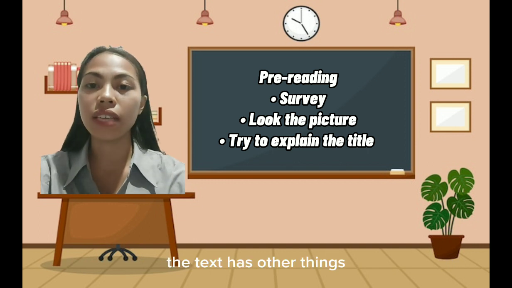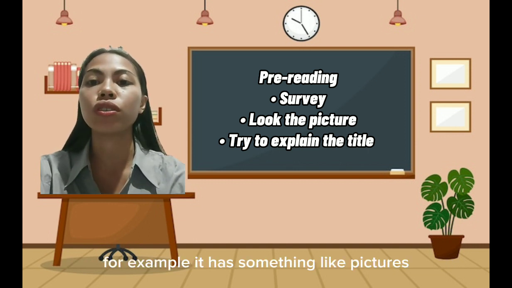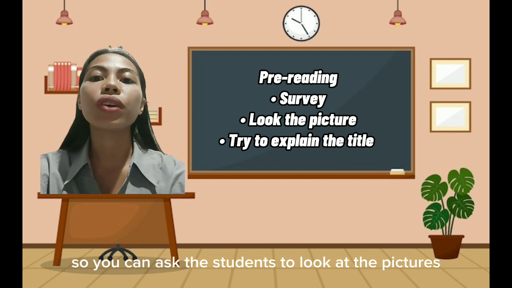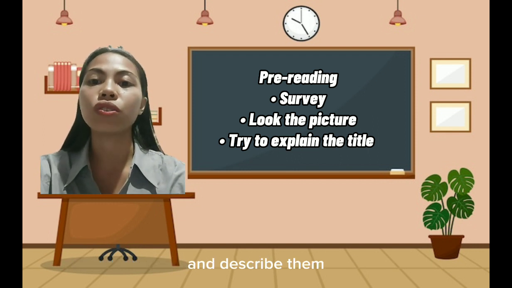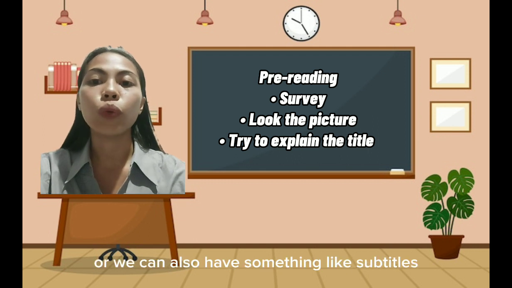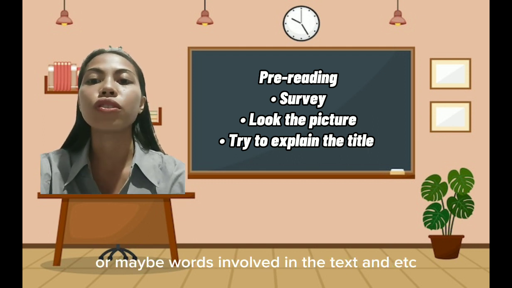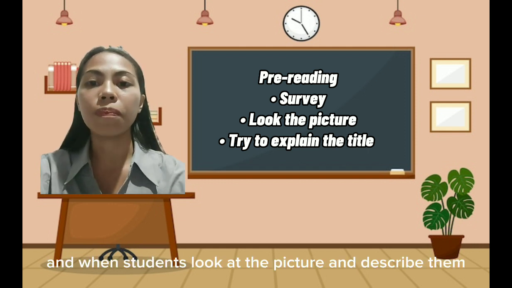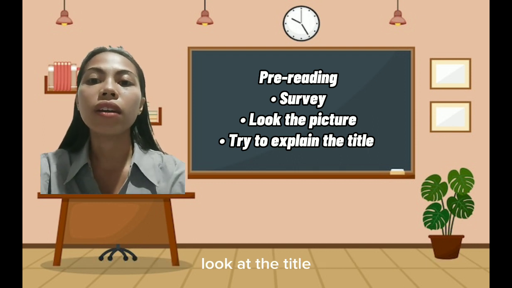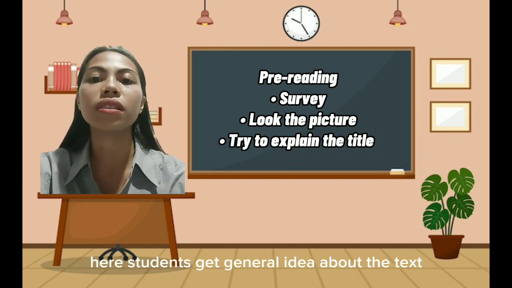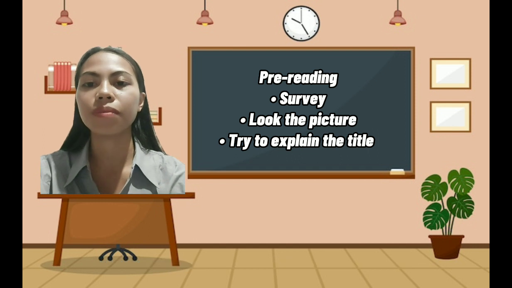The text has other things. For example, it has pictures, so students look at the pictures and they try to describe them. So you can ask the students to look at the pictures and describe them, also the title. Read it and try to explain. Either we talk about the title, or we can also have subtitles or maybe words involved in the text, etc. And when students look at the pictures and describe them, look at the title, the subtitle, the keywords, the words involved, and try to explain them, here students get a general idea about the text.